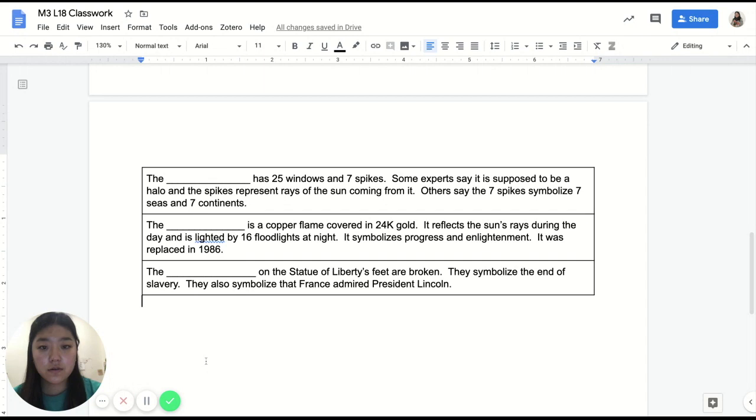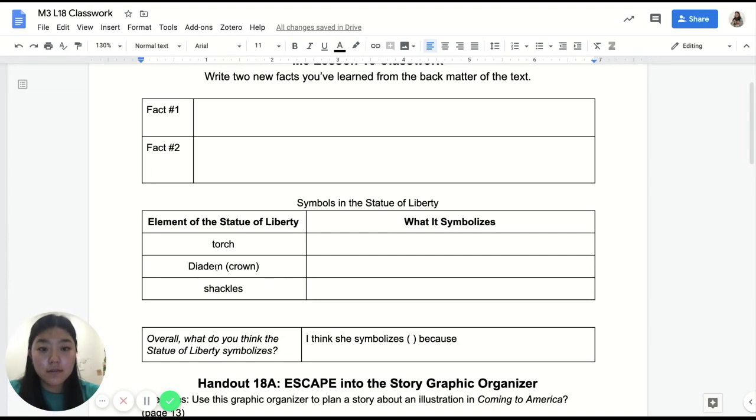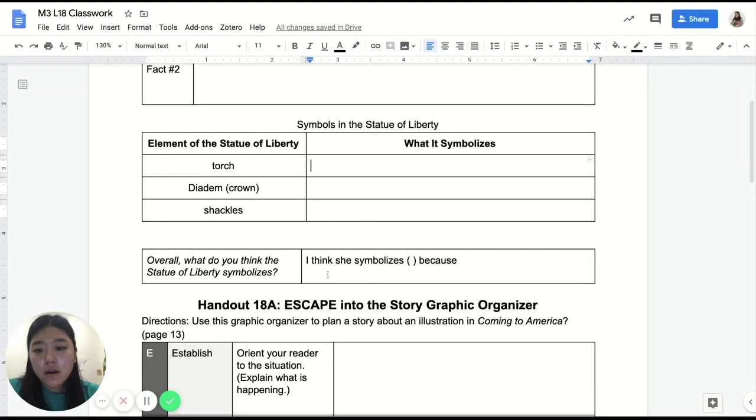So now I'm going to show you. First, before I show you the answer, I want you to think. You can pause the video, and think: the diadem, the torch, and the shackles, right? Those are the three elements I want you to think about. Which of those elements fit in which box? Right, so for the first one, it's the diadem, the second is the torch, and the third is the shackles. You can pause the video if you want to reread this information with the answers inside the blank. What each of these elements symbolize over here, I want you to answer this question.